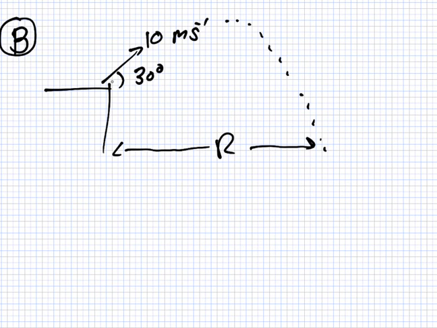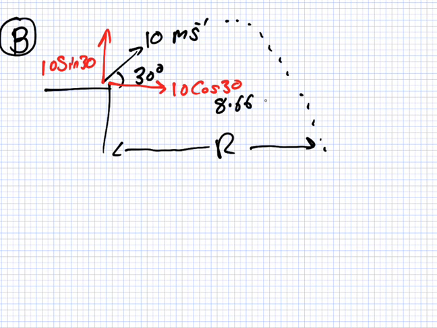My friend Grace, how big is this one? 10 cos 30? This is 8.66 meters per second. And then here, 10 sine 30? This is 5 meters per second.